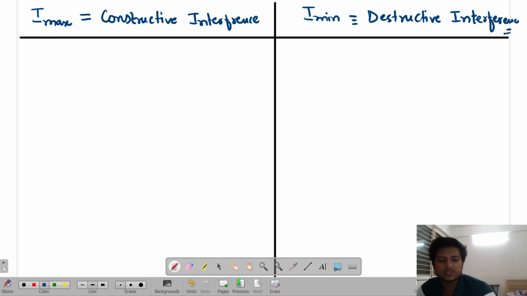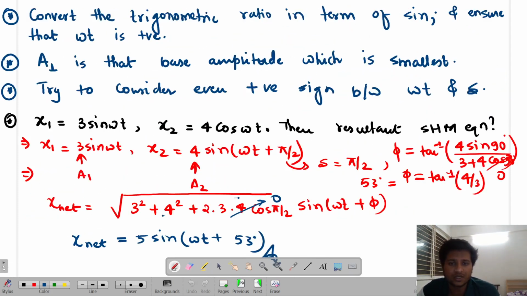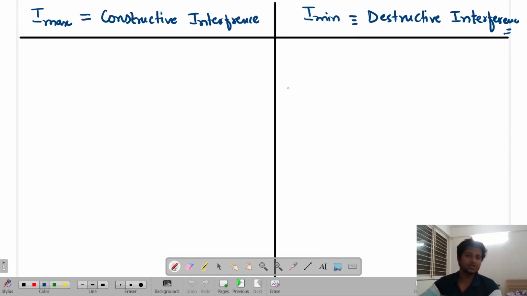How many kinds of interference are there? Either maxima or minima. There is never a mediator, isn't it? So either it will be maximum or it will be minimum. Maximum is called maximum interference or constructive. Minimum is called minimum interference or destructive. Are you able to get me or not?